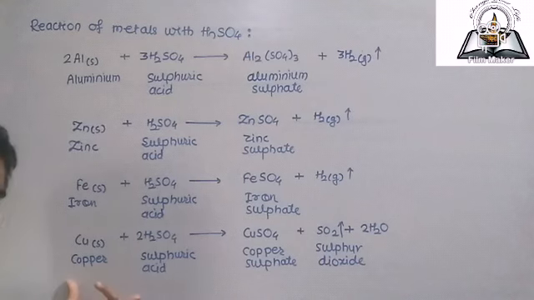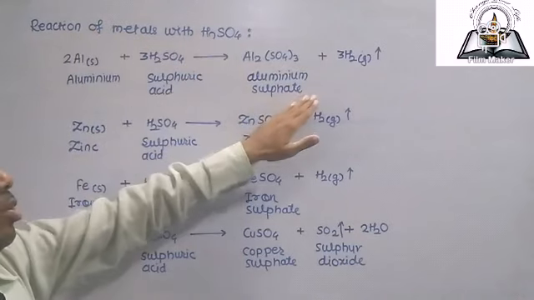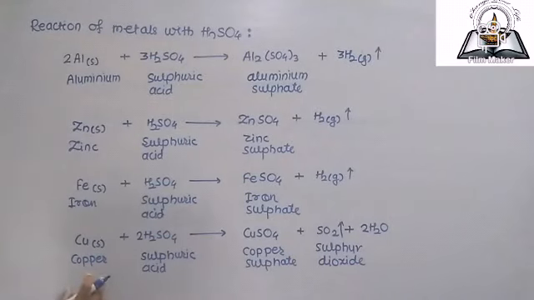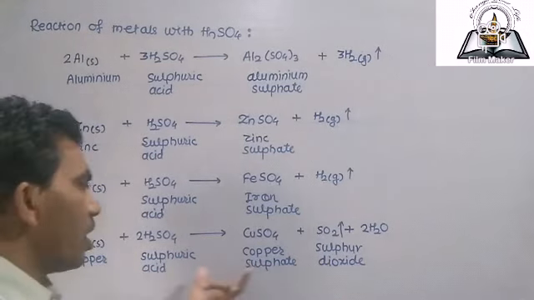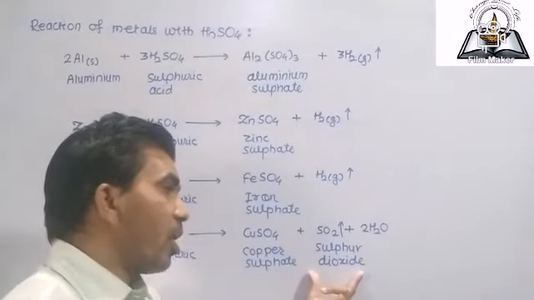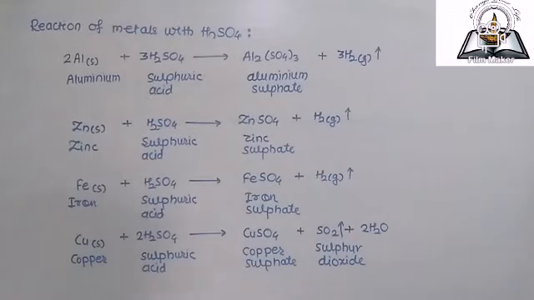So why does this reaction occur? Generally, when a metal reacts with sulfuric acid, a metal sulfate salt is formed with the liberation of hydrogen gas. But in case of copper, what happens? When copper reacts with sulfuric acid, it gets converted to copper sulfate, and no hydrogen gas is liberated. Instead, sulfur dioxide gas is liberated along with water. So why does this happen? If we look at the reason, the reason is that copper is a least reactive element.